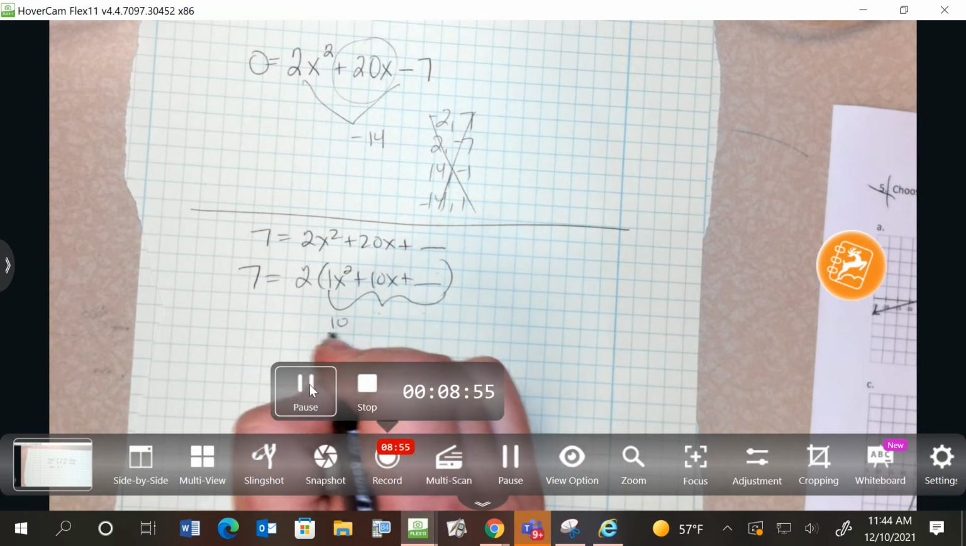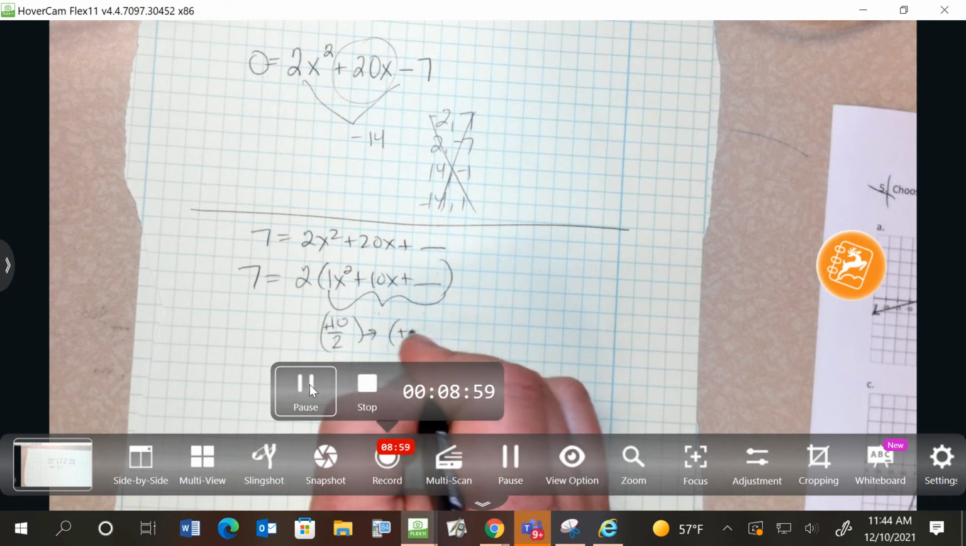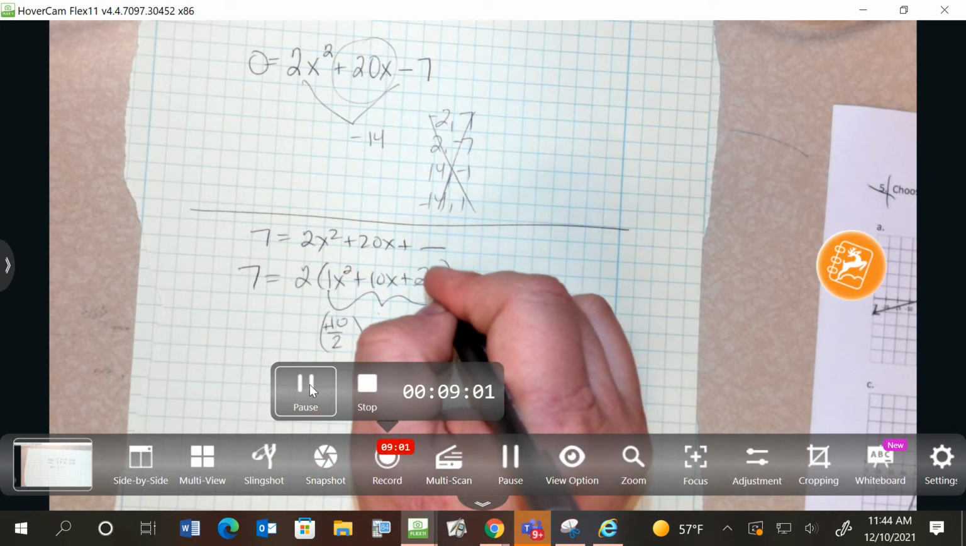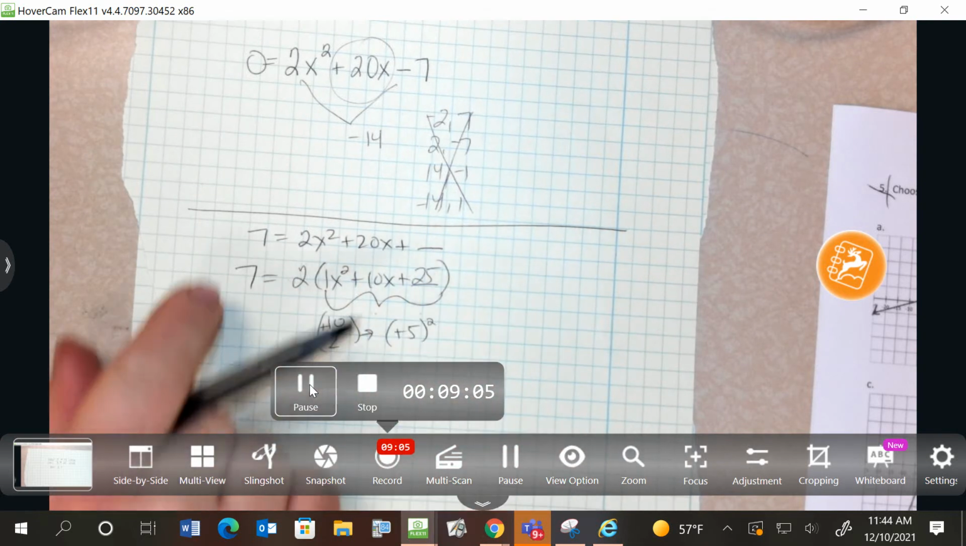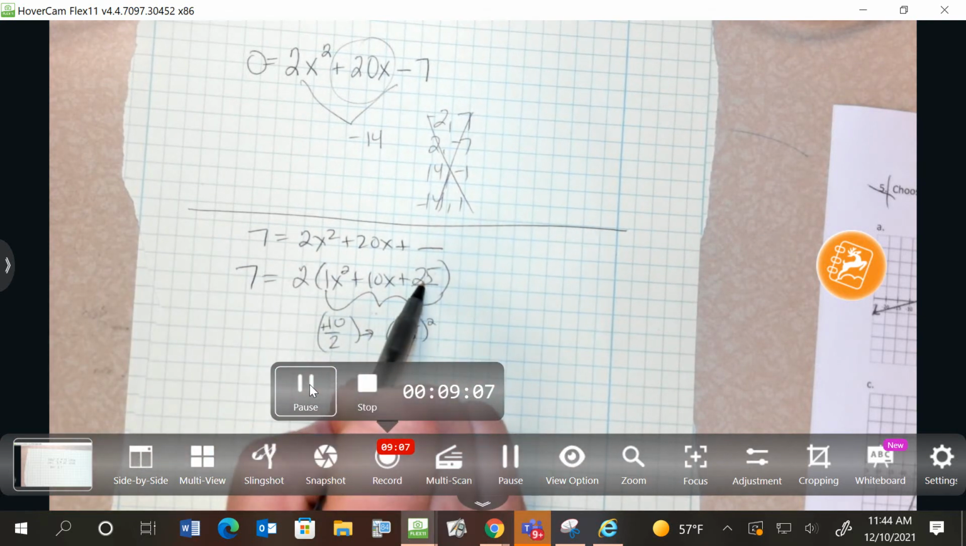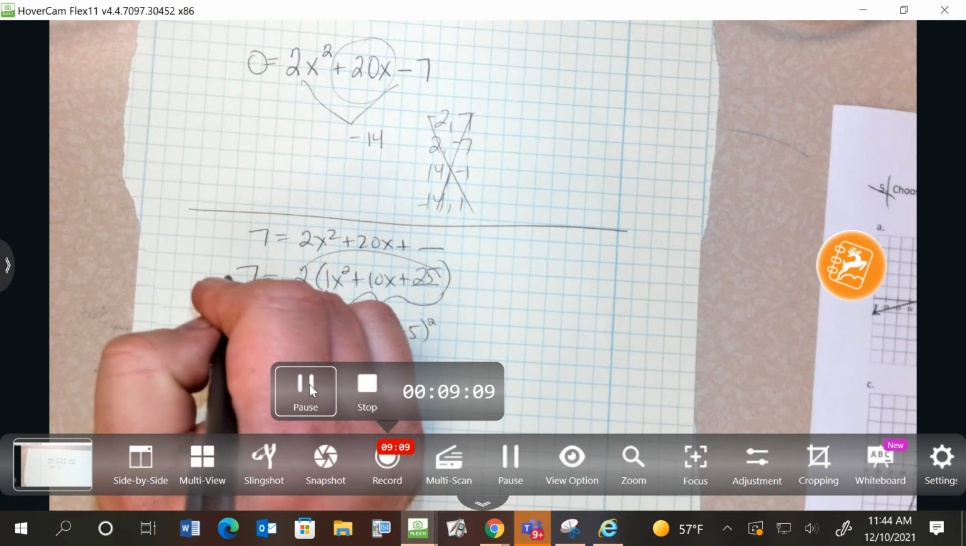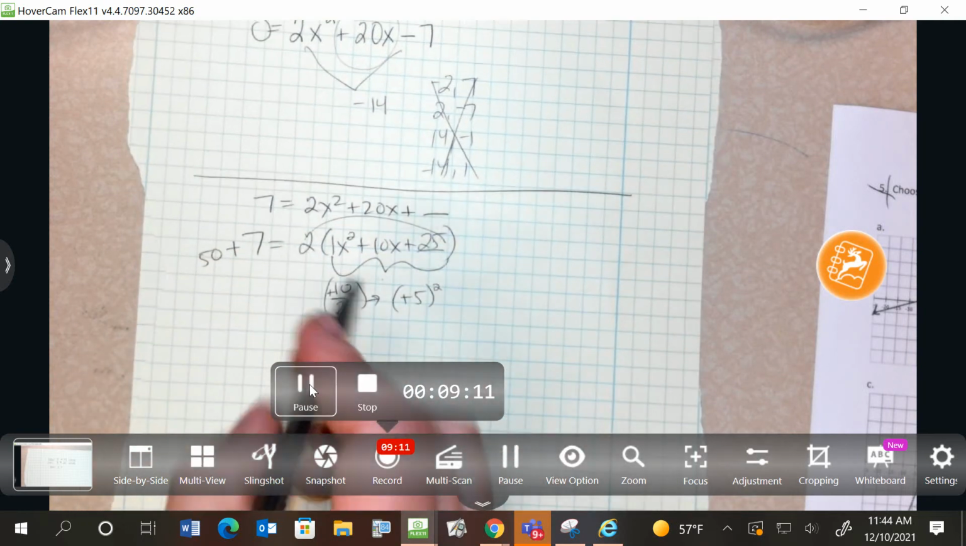Taking the b value, divide it by 2, include the sign, and square it. But I didn't just add 25 to the right. Remember, I have to keep things equal. So if I add something here, I have to add the same value over here. I didn't add 25, I added 50. So on the left-hand side, I'm going to add 50.